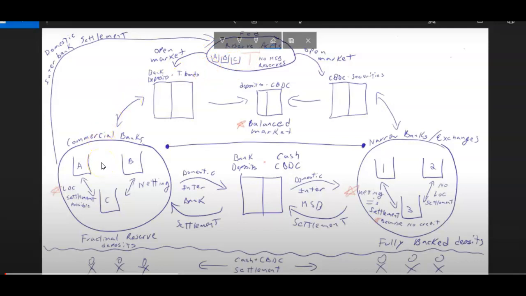Then the commercial banks practice fractional reserve banking. So the general example is, you have 10% of the money up here in the reserves, and you can loan out 90% down here, yada, yada.